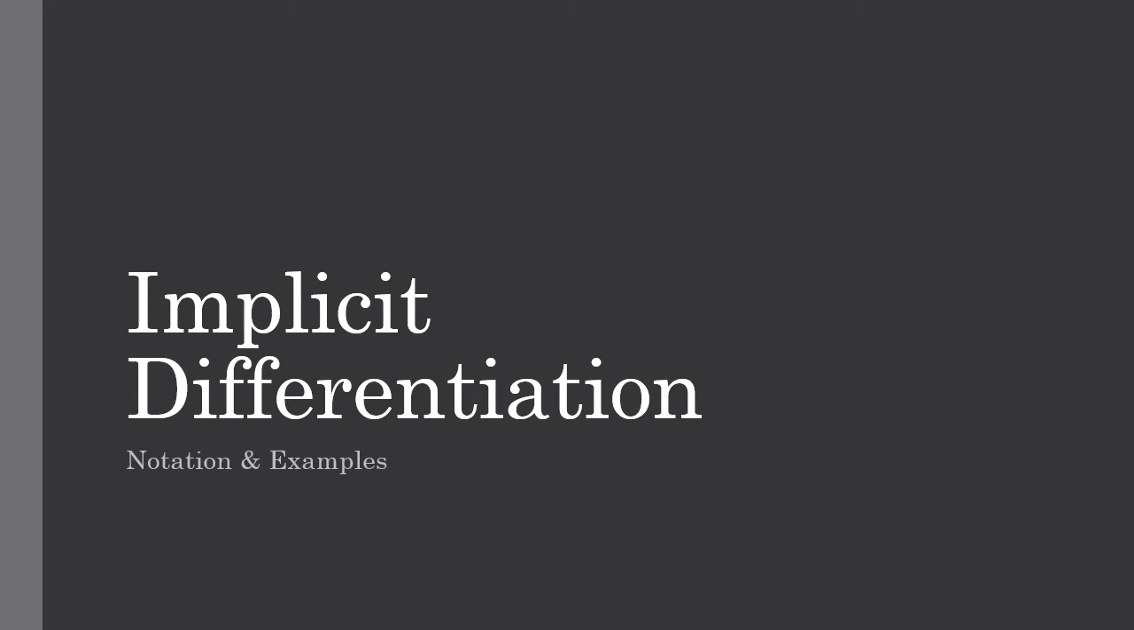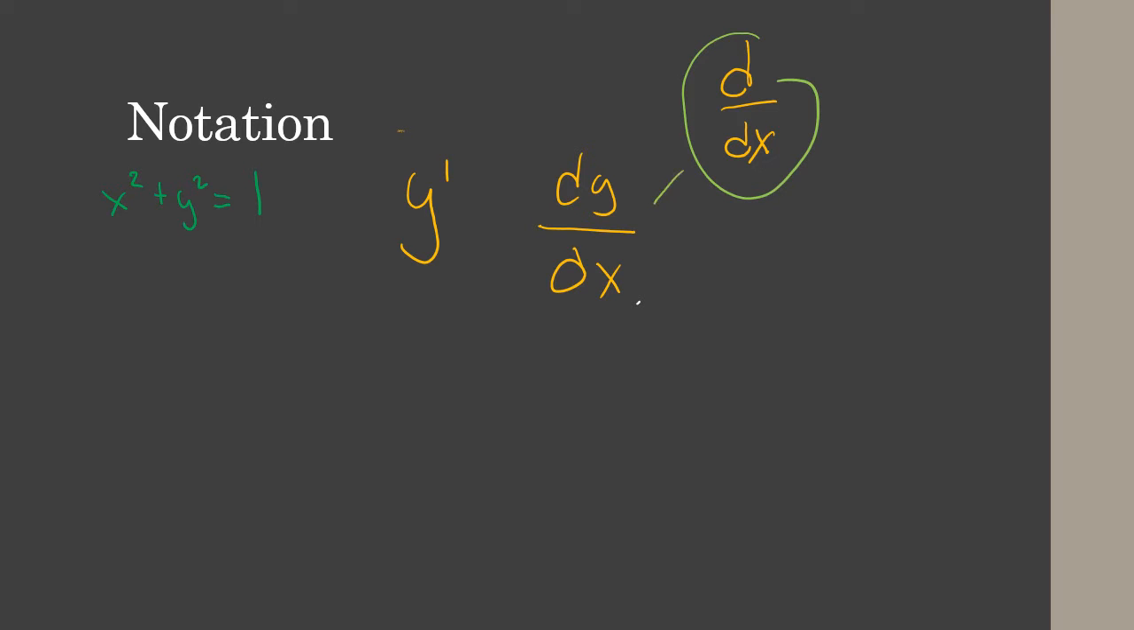Alright, let's get started. To start off, there are a few different notations that we often see: y prime or dy over dx. Now, we've seen a lot of differentiation where we've had d over dx. What makes implicit differentiation different is that we take the derivative for x as well as incorporate a derivative for y. And we have to use some specific notation to keep track of that.